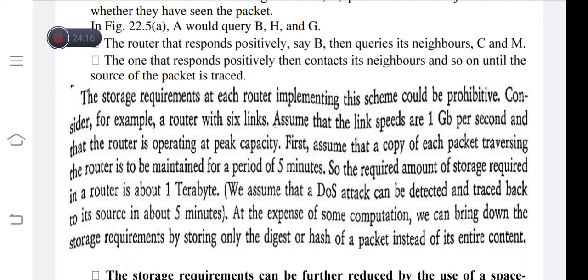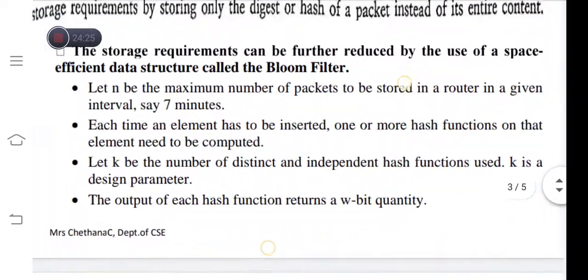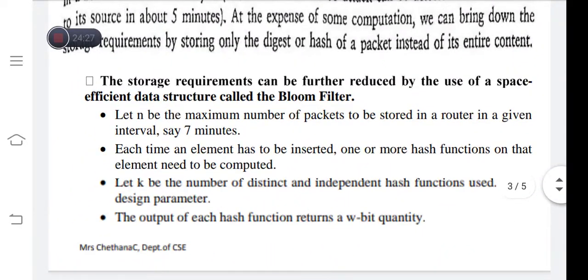Okay, so how can we reduce this storage requirement at the router? The solution is that the storage requirement can be further reduced by the use of a space efficient data structure called the Bloom filter. Okay, we are going to adopt a data structure called a Bloom filter.